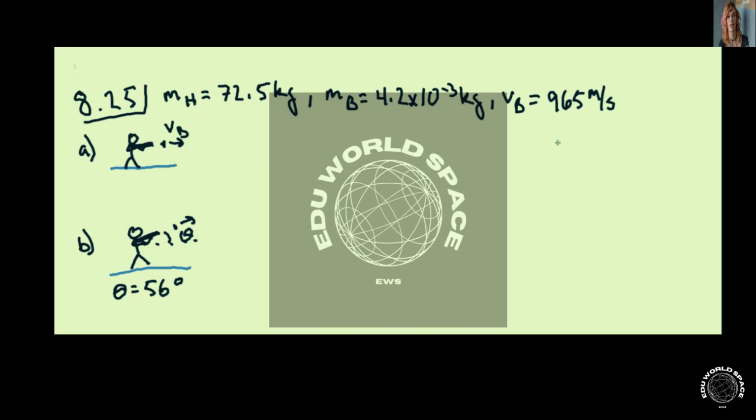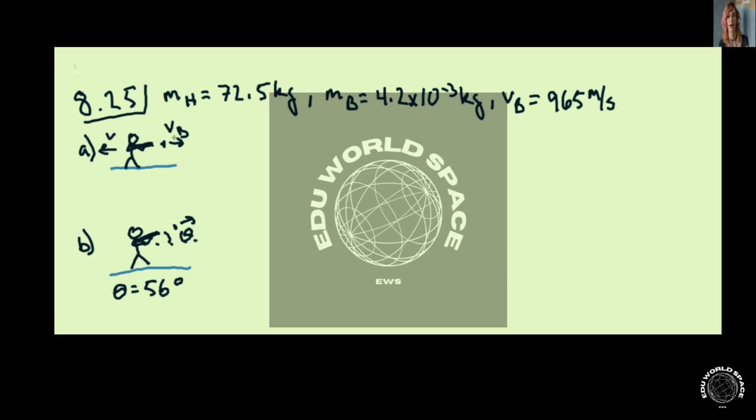So we're told his mass, the mass of a bullet, and the speed at which the bullet leaves his gun. And he's holding the gun tightly, so he and the gun will move together. And we're first asked what is his velocity from the recoil from firing the bullet when he's holding the gun horizontally, and then when he's holding it at a 56-degree angle.